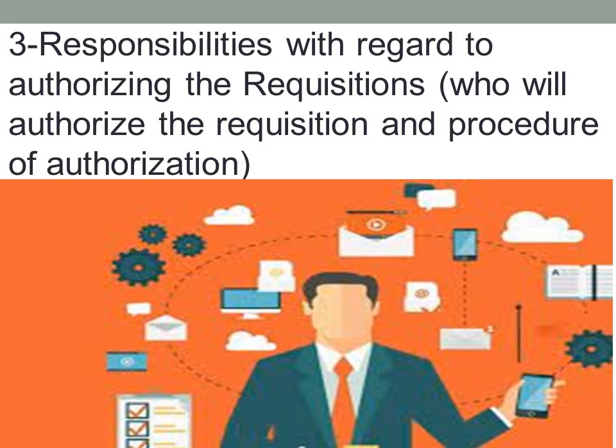Okay, the next one is the responsibilities with regard to authorizing the requisitions. It means who will authorize the requisition and the procedure of authorization. After completing the requisition form, it is submitted to the management for approval. The manager reviews and approves it, then sends the request to the purchasing department. The purchasing department reviews and approves the requisition. The requisition must be authorized by a person who has been assigned as the authorizer by the purchasing administrator.